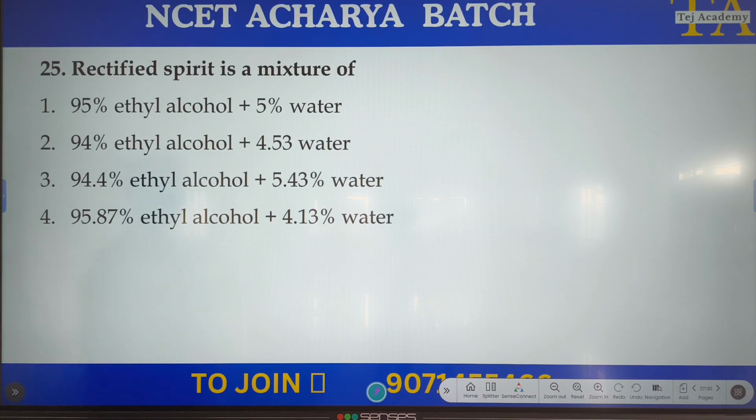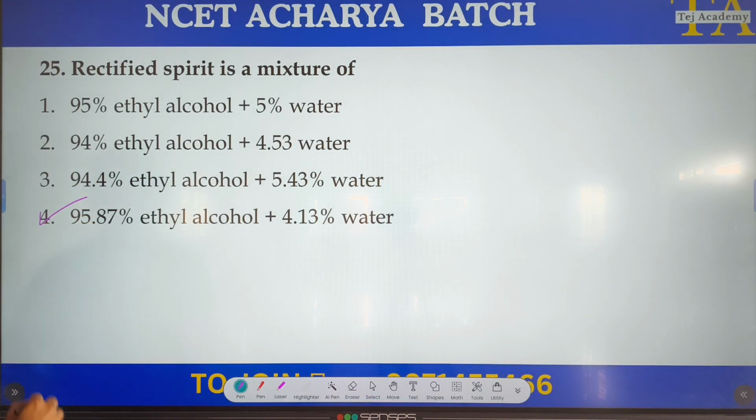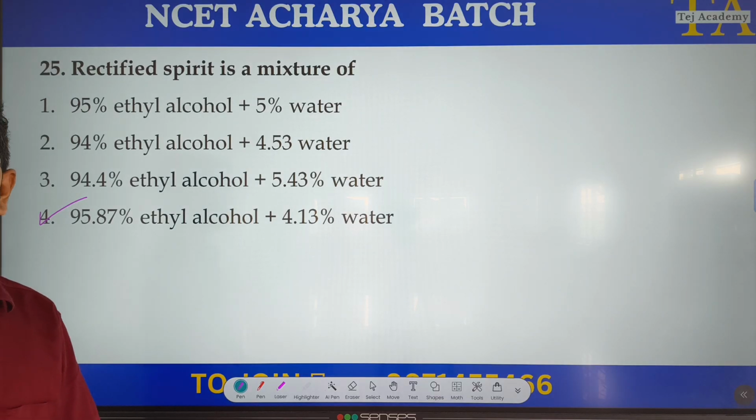So 25th question. Rectified spirit is a mixture of 95% ethyl alcohol plus 5% water, 94% ethyl alcohol plus 4.53% water, 94.4% ethyl alcohol plus 5.43% water, 95.87% ethyl alcohol plus 4.13% water. So the correct option is option 4, 95.87% ethyl alcohol plus 4.13% water.